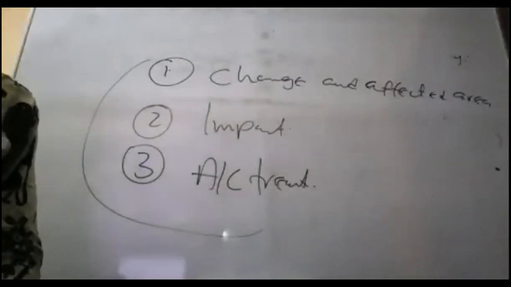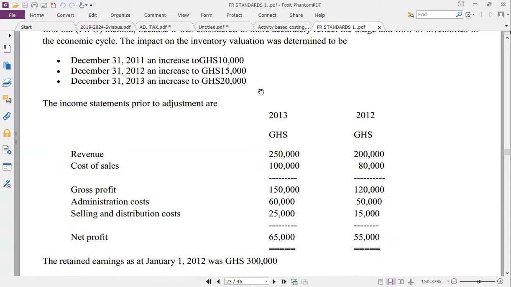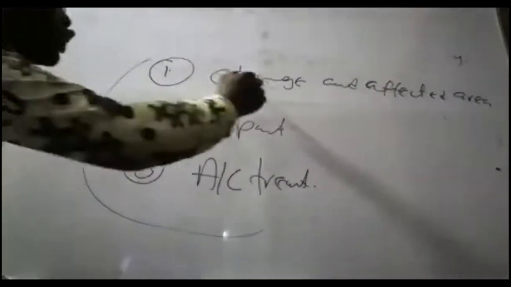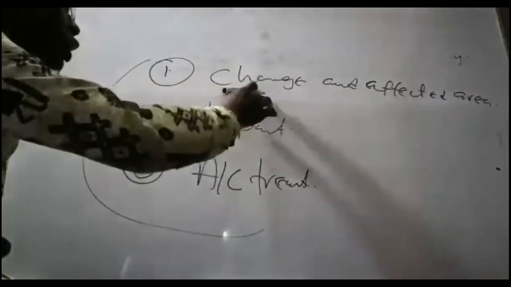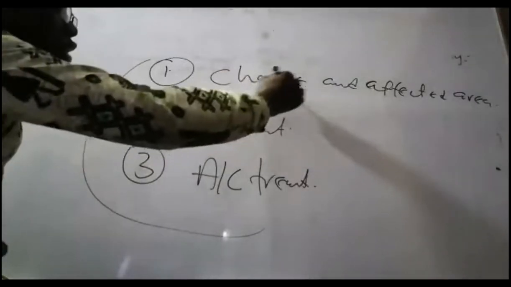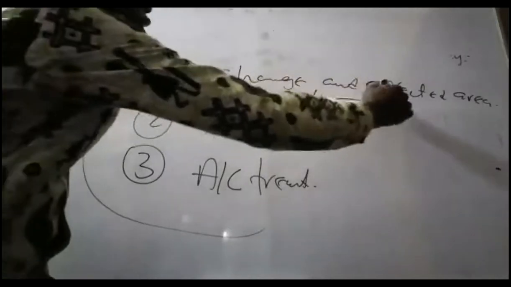We've gone through this question. So this question, it's a change. We should identify the change. They've changed their inventory valuation from weighted average to FIFO. Good. That is the change. What is the affected area? If they change policy on inventory, it will affect inventory, and any item that affects inventory indirectly affects cost of sales. So here I'll tell the examiner that they've changed accounting policy with regard to inventory, so it will affect inventory and finally affect cost of sales.